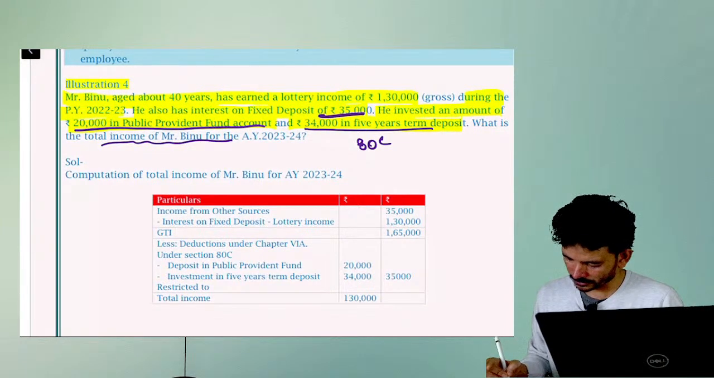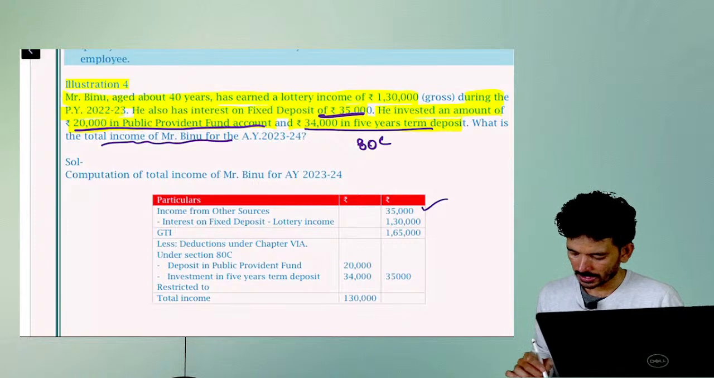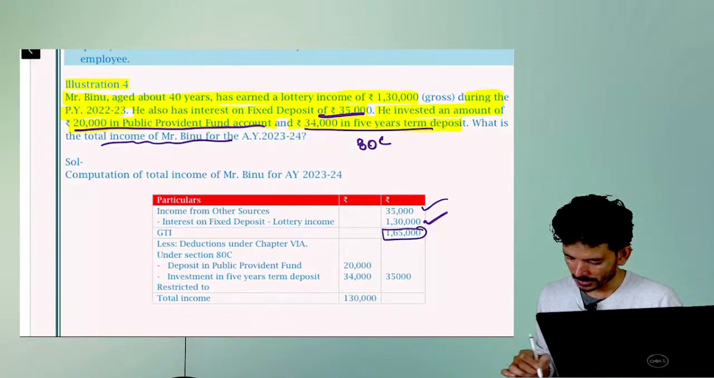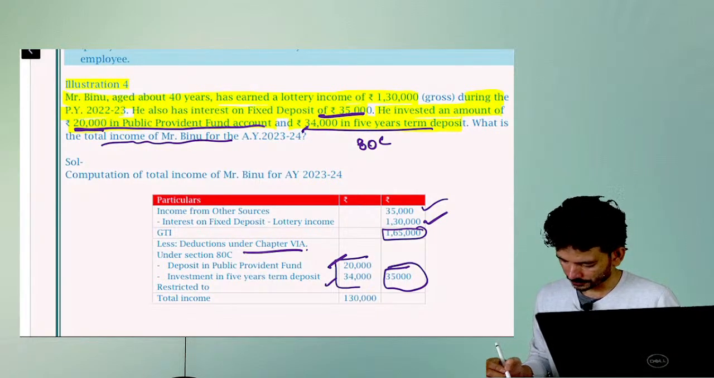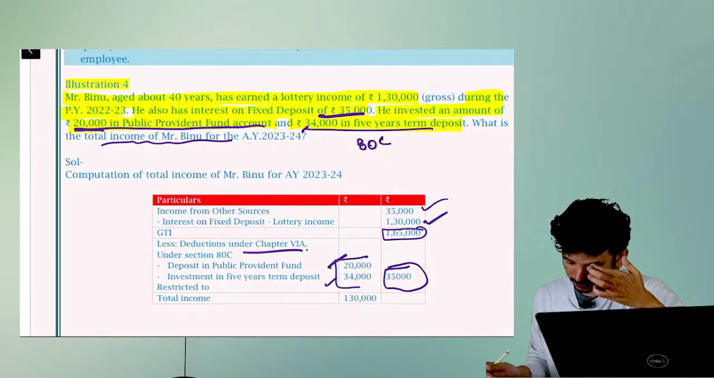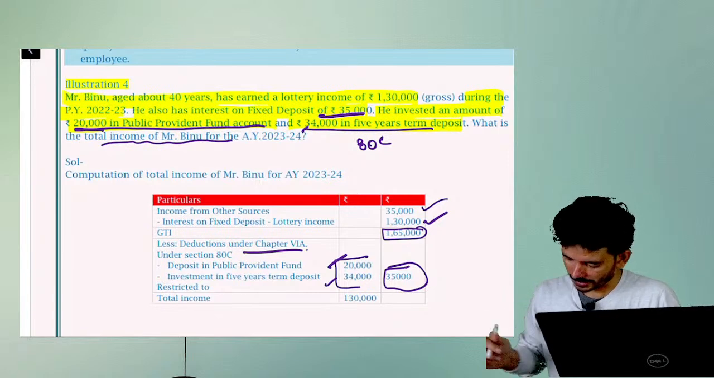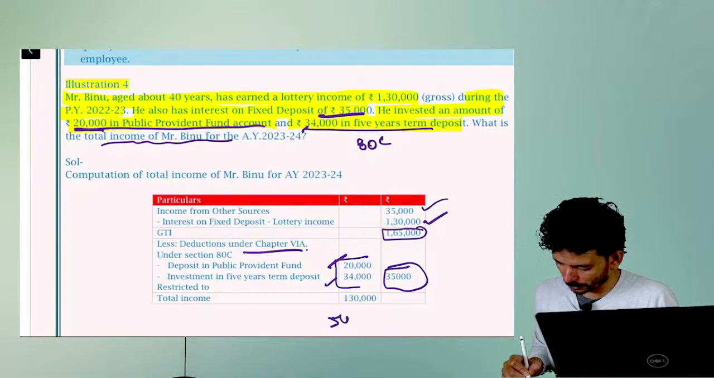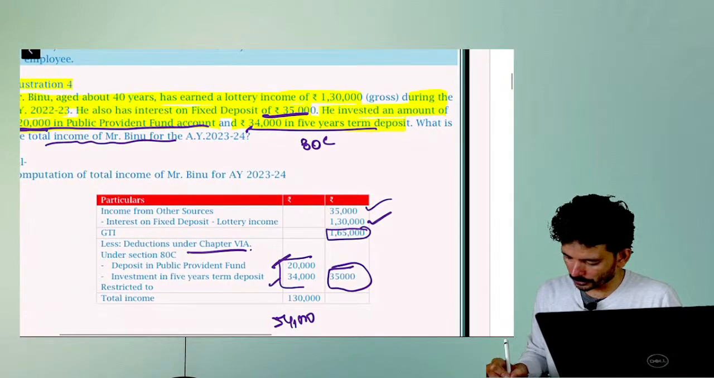Okay, so he has an interest of 35,000, so that is taxable under income from other sources, and he has a lottery income of 1,30,000, so total 1,65,000. Under 80C he has two investments, one is 20,000 PPF and one is 34,000 term deposits. Put together it is, sorry, mathematics so weak, 54,000, but we cannot deduct 54,000 from 1,65,000. 1,65,000 minus 54,000, you will not do it.